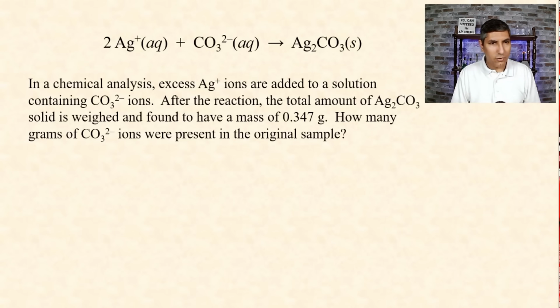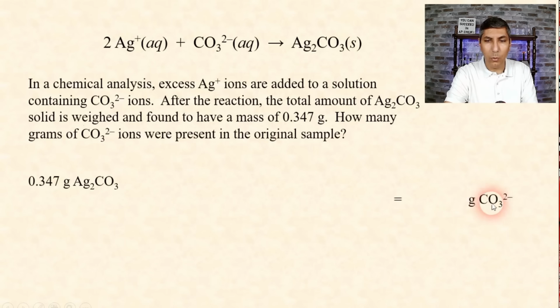We have a balanced equation, and it says in a chemical analysis, excess silver ions are added to a solution containing carbonate ions. After the reaction, the total amount of silver carbonate solid is weighed and found to have a mass of 0.347 grams. How many grams of carbonate ions were present in the original sample? So once again, I'm going to start by writing down what's given to me. It says that we have a mass of 0.347 grams of silver carbonate. And the question is asking how many grams of carbonate ions were present in that original sample. So way down here at the end, we're trying to convert to grams of carbonate.